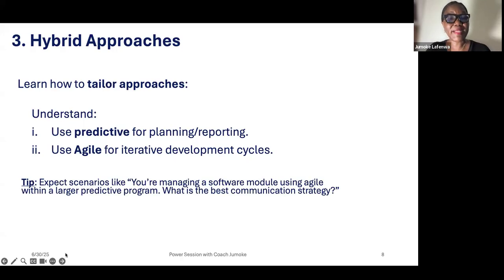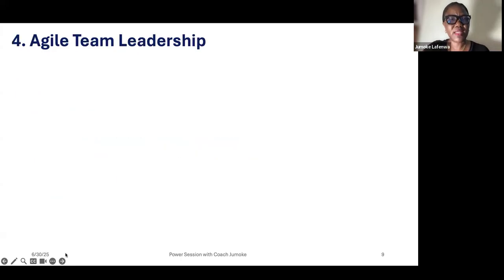All right. And my tip for this is expect scenarios in your exam like you are managing a software model using Agile within a larger predictive program. That is a hybrid because it has told you that you are using Agile for a software within a predictive program. That's hybrid. So what is the best communication strategy? I think I have a question like that later.